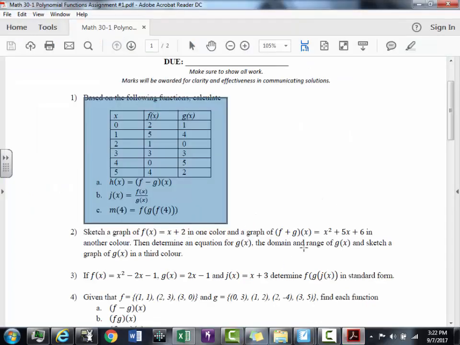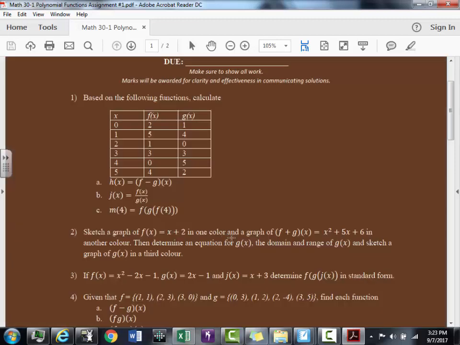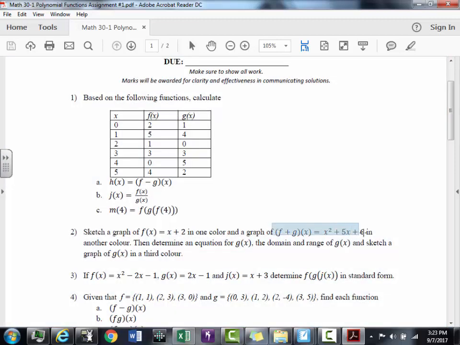The next question here, I want you to sketch a graph. And I want you to show me how x plus 2 is one graph. F of x plus g is this graph. I want you to work backwards and find out if f by itself is x plus 2, and the graph where it's been added to is this one right here, can you tell me what the missing piece would have been so that this one plus this one would have given you that one? You guys see how the puzzle works there?